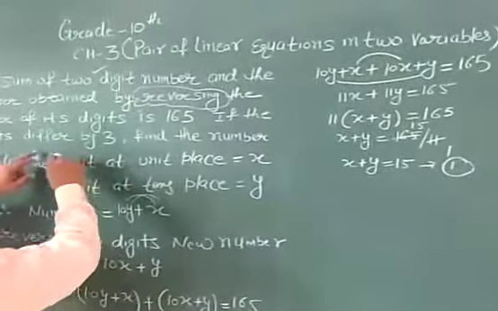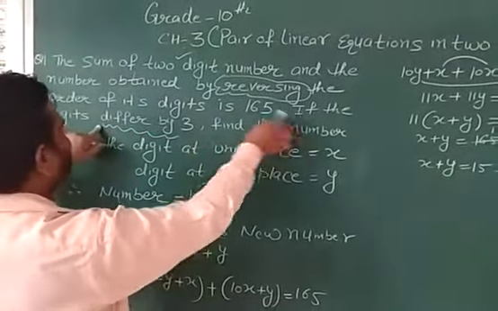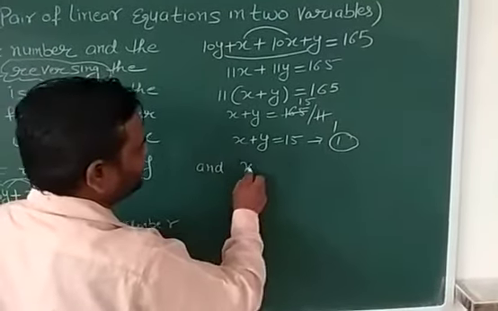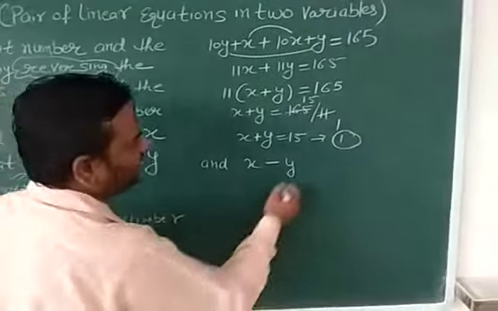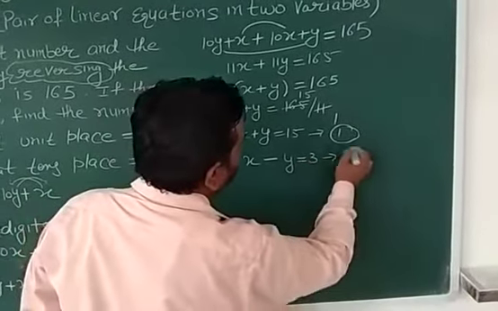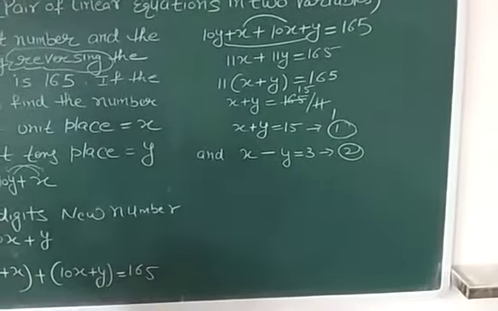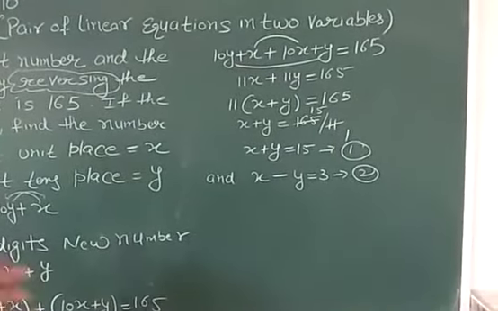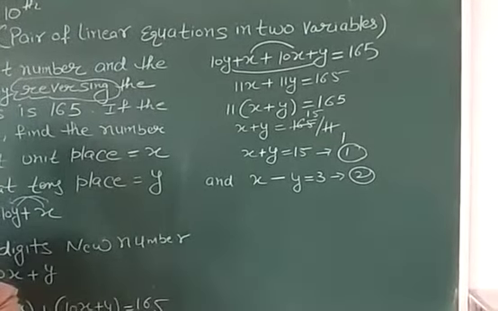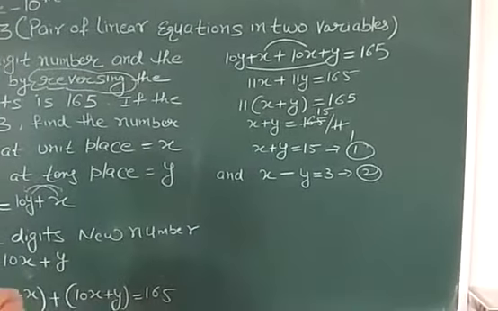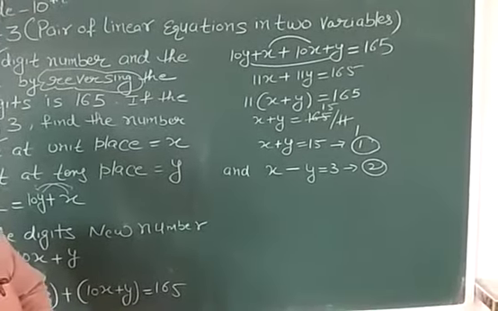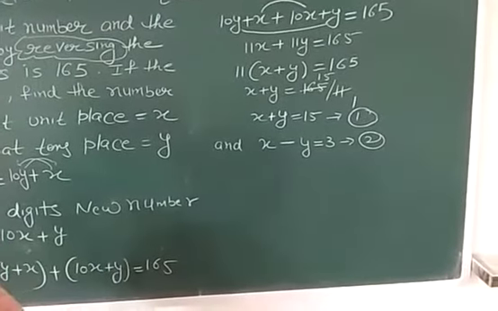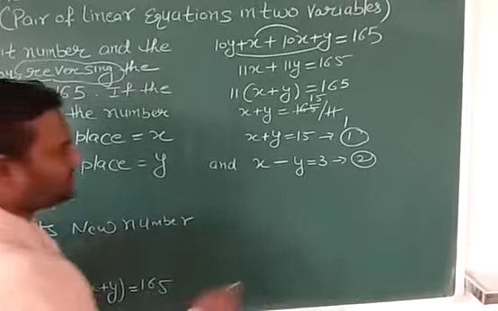So finally we have one equation. According to the question we have to use the second condition, that is, the digits differ by 3. Differ means x and y with a subtraction sign, so x minus y is equal to 3, and let it be equation number 2. Now students, we have two equations, and we know that to find the values of the two variables we have three main methods. Number one, elimination method. Number two, substitution method. And number three, cross multiplication method. But we will go with the simple method, the elimination method.